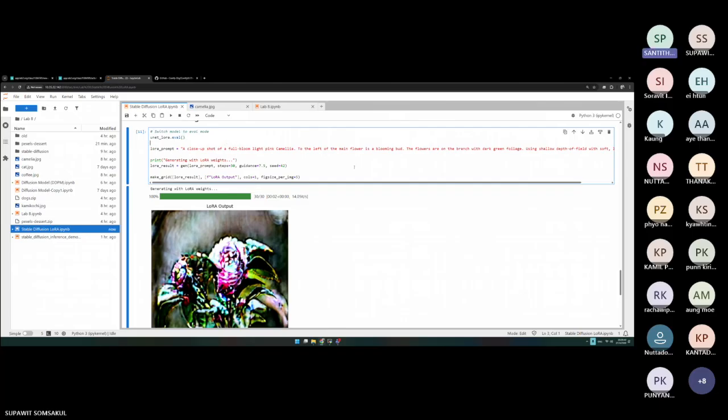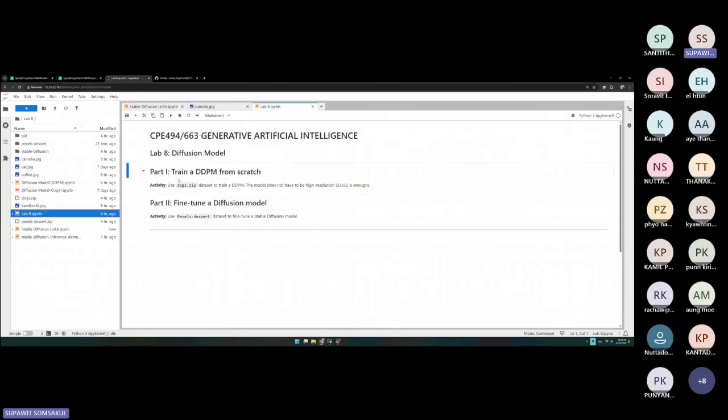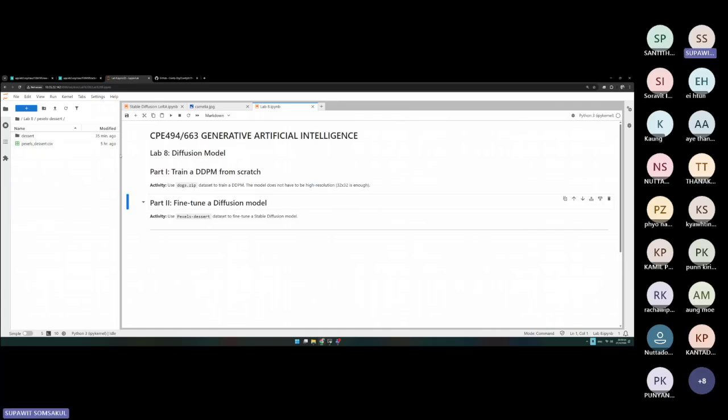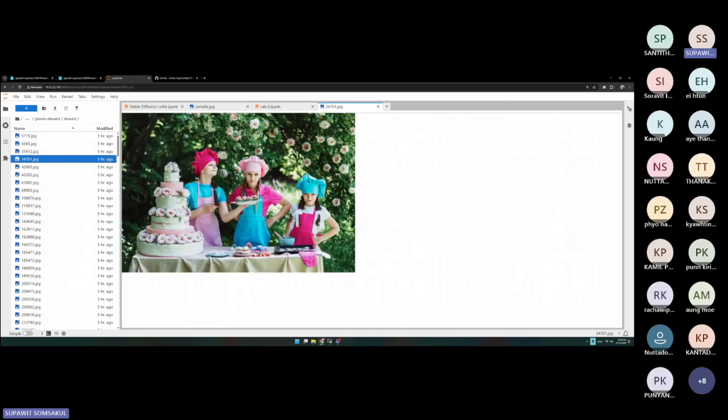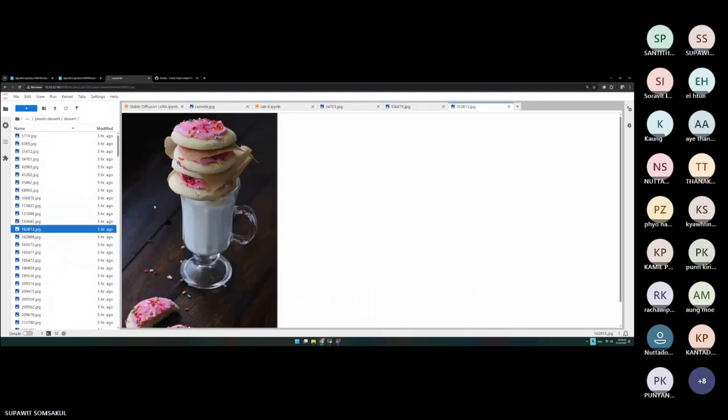So the work that they have to do would be to explore this, right? Yes. So the first part I already explained to you, which is to just train the DDPM using this docs image dataset. And the second part is to fine-tune the diffusion model using another dataset called the pixel desert, this one. In this one, we have images of a desert, quite a lot of them. I think it contains around 200-something images of the desert, like this one here.